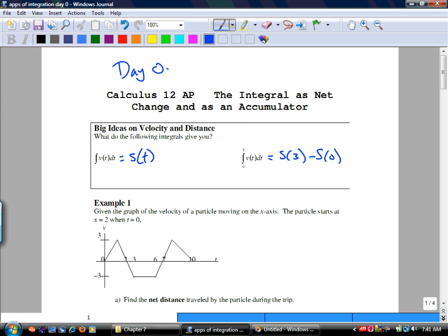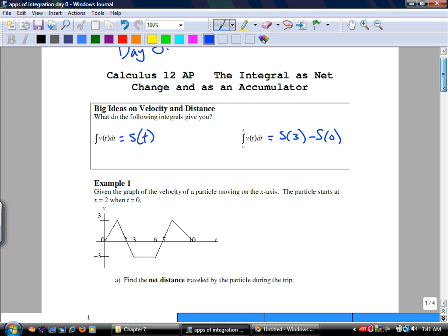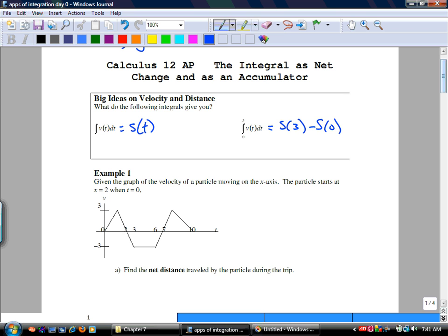Right? So, given the graph of the velocity of a particle moving on the x-axis, the particle starts at x equals 2 when t equals 0. Find the net distance traveled by the particle during the trip. Well, all I'm really asking you to do is to find this area plus this area, minus, plus that area.